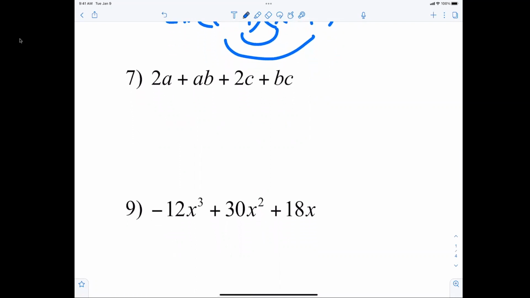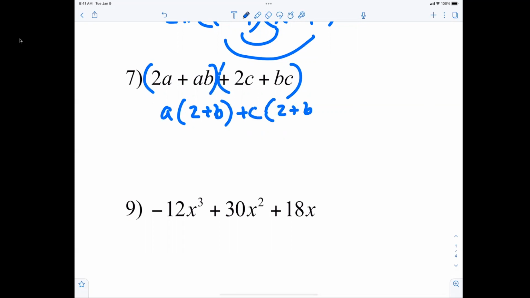All right. So now, how many terms are there? 4. So it's the clue to do factor by what? Grouping. Here we go. Factoring by grouping. What's common? A. What's left behind? 2 plus B. What's common? Positive C. Thank you. What's left behind? 2 plus B. Thank you.